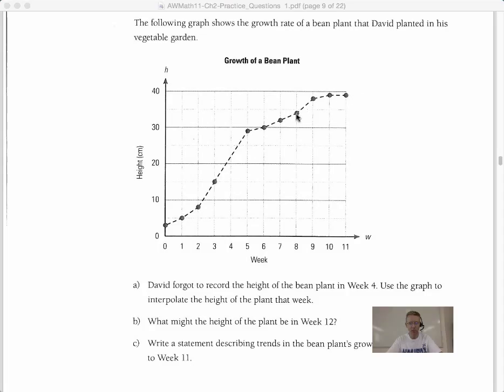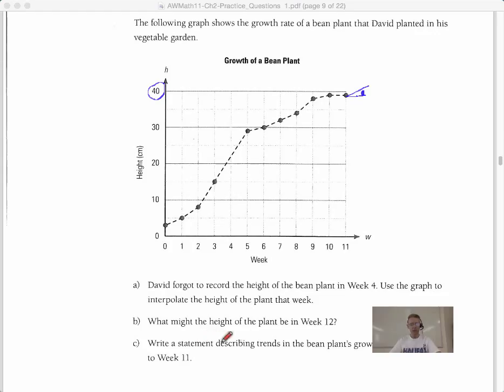It looks like the height sort of tailed off here. So in week 12, the question is, does it continue this trend over here, or does it maybe rise slightly more? That's the question. Well, probably it's going to be somewhere in this region here. We could actually say maybe it got to a height of 40 in week 12. That wouldn't be unreasonable.